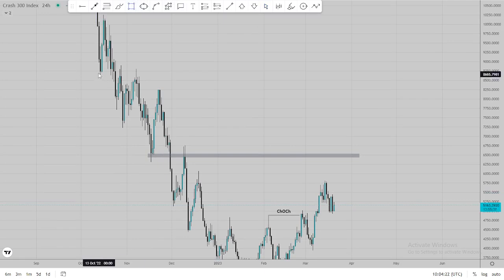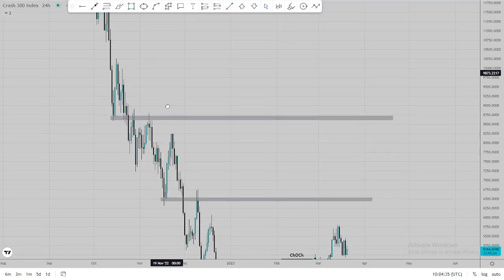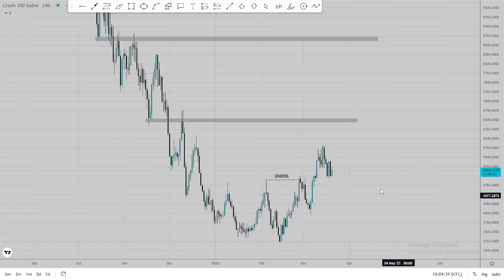Second target, I also have this resistance here, or you can also call it an exhaustion zone. An exhaustion zone is a zone whereby you have multiple weak rejections failing to break above. So those are the two major zones that I'm currently seeing that we can place our targets for the buys.